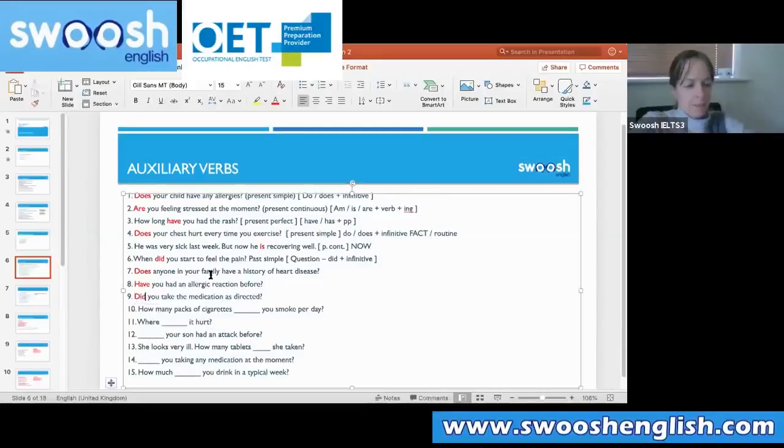Did, and that's past simple, right? Excellent. How many packs of cigarettes? What about this one? Do you smoke per day? Not "are you smoke," do you smoke? Present simple has do or does because it's per day. It's asking a question about habit or routine. What about this one? Where does it hurt? Nice. Present simple.